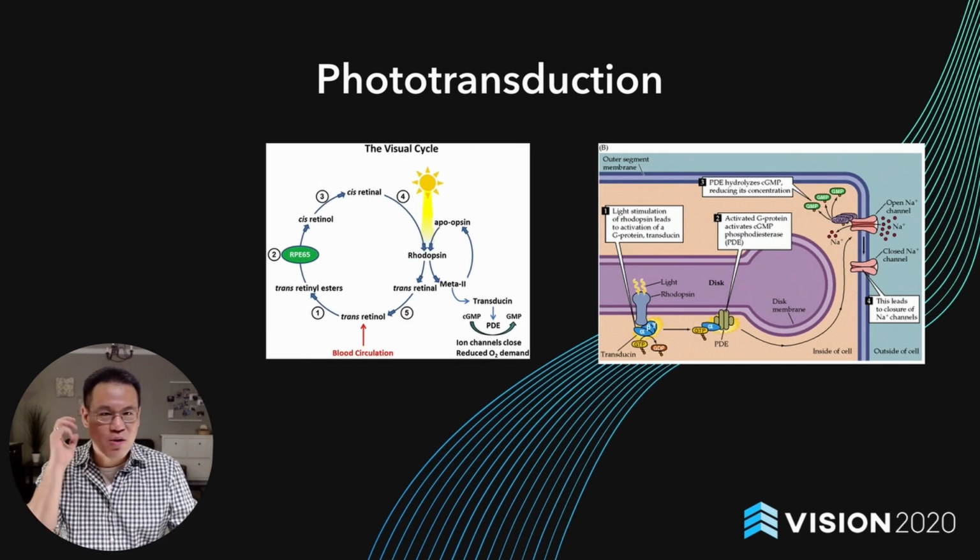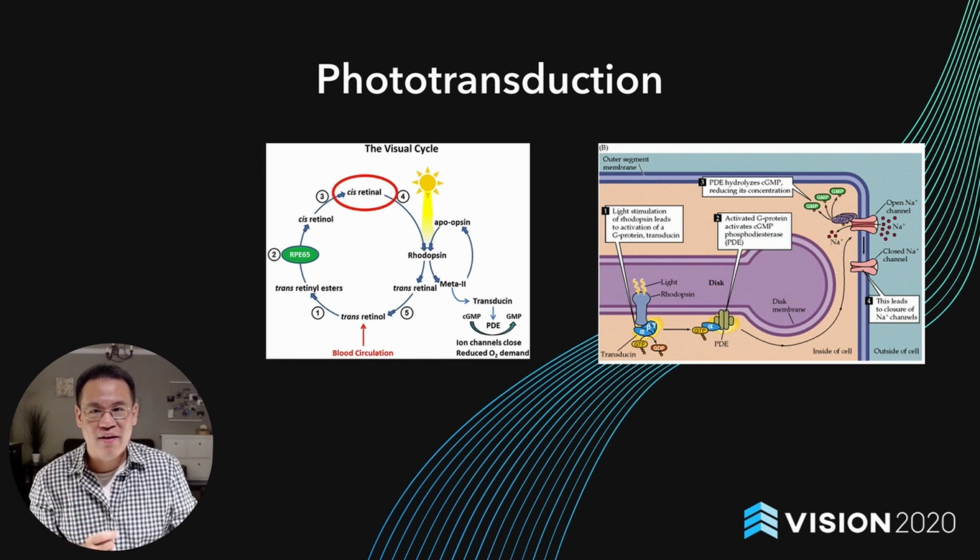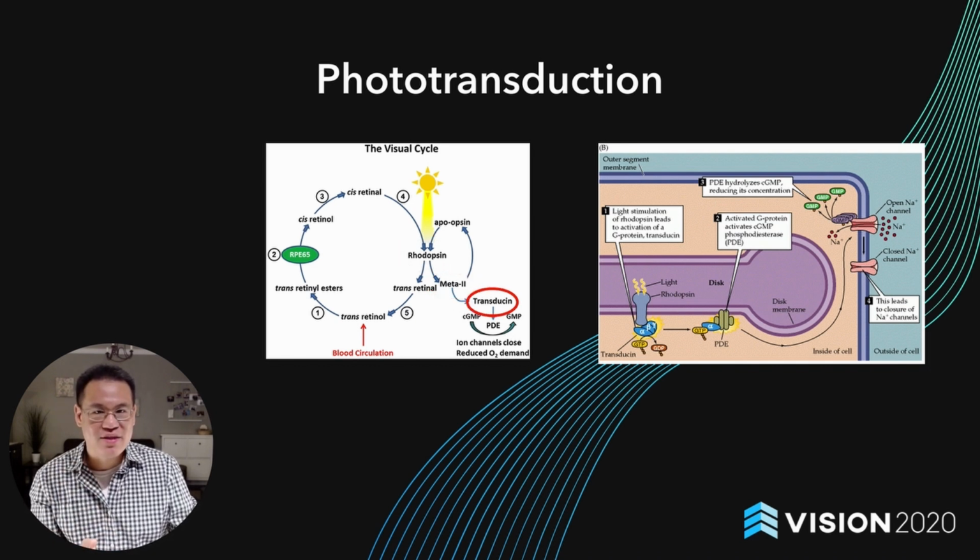So I'm going to walk you through it. Don't worry about all the names, just appreciate the process. So this is what happens. When light comes and strikes the retina, it interacts with something called cis-retinol that then forces a change in the shape of another protein called rhodopsin and changes it to meta-rhodopsin 2. This then sticks to transducin and activates it.